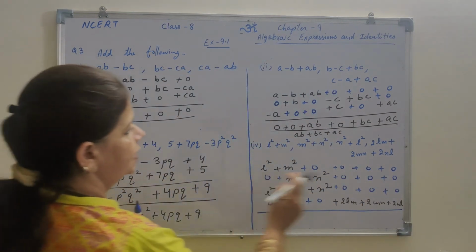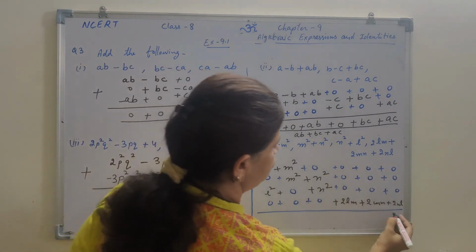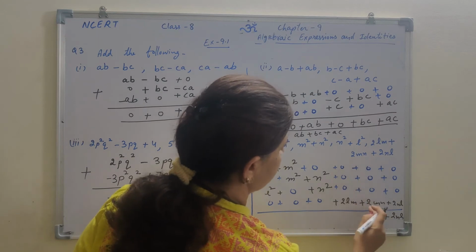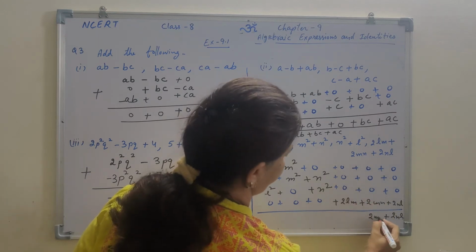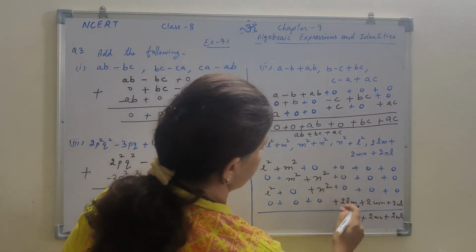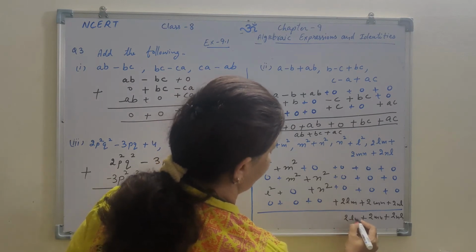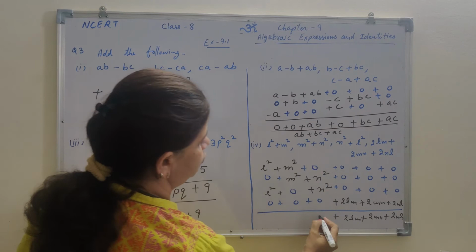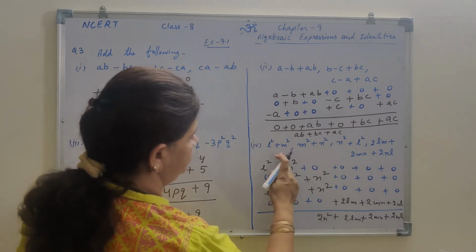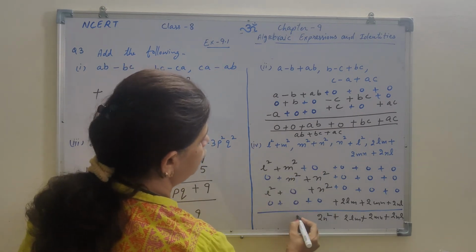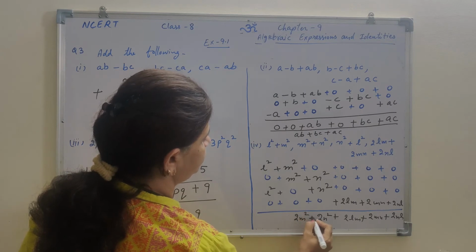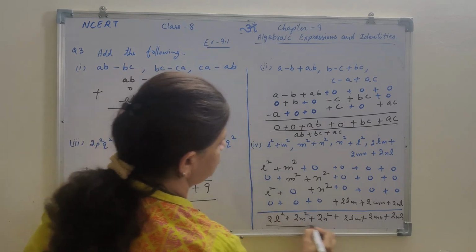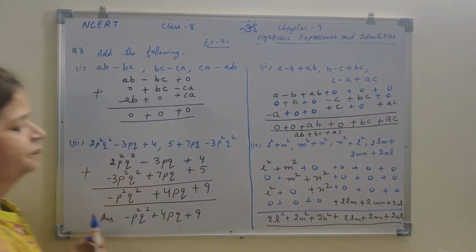See, 0002 NL is 2 NL. 0002 MN is 2 MN. 0002 LM is 2 LM. N square and N square, rest are 0, gives 2 N square. M square and M square, rest are 0, gives 2 M square. And L square and L square gives 2 L square. So this is our answer. Right.